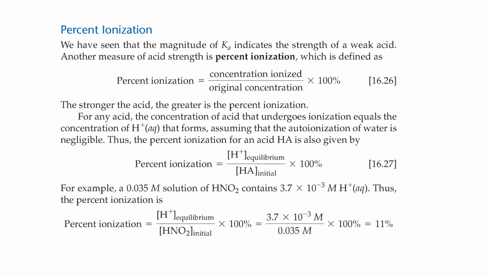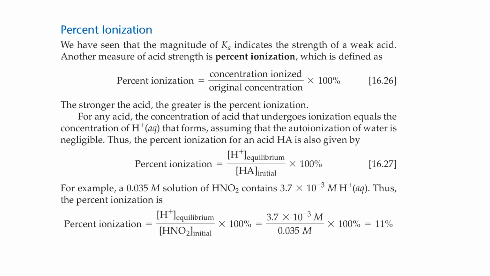Percent ionization. We have seen that the magnitude of K sub A indicates the strength of a weak acid. Another measure of the acidic strength is the percent ionization, which is defined as percent ionization equals the concentration of ionized over the original concentration times 100%. The stronger the acid, the greater the percent ionization.